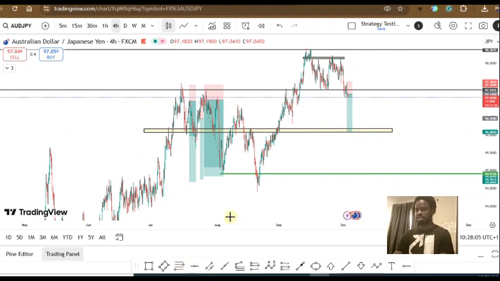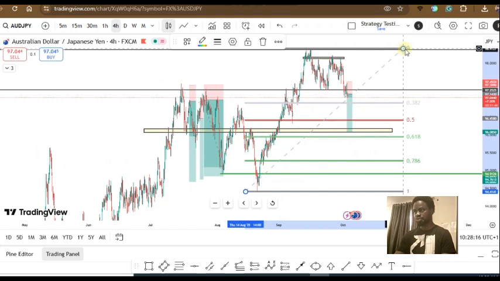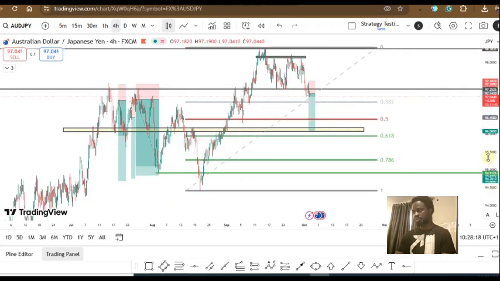So let me show you an example. This is Fibonacci. I draw from this low here. I'll pick my Fibonacci tool like this, then take it from this low all the way to this high that is there. Then I stretch it out so you can see where I'm setting to.